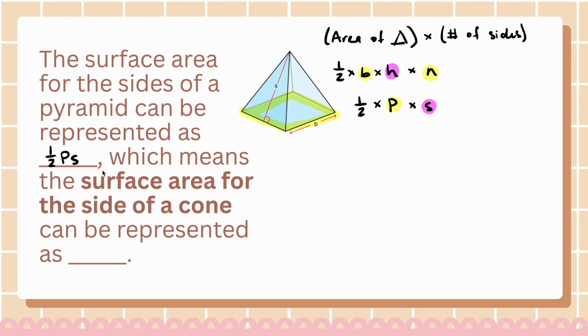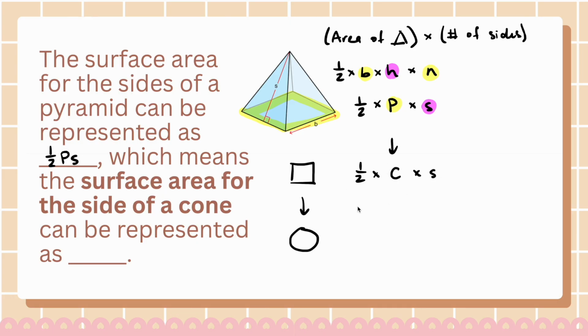But how does that relate to the surface area for the side of a cone? Well, if we think about the difference between this pyramid and a cone, this pyramid's base is in the shape of a square, whereas the base of the cone is a circular shape. So if I want to translate this, we can say 1/2 times, instead of perimeter, what's another way that we can say perimeter of a circle? Well, we call that the circumference. So perimeter and circumference mean the same thing. And then we're still going to be multiplying it by the slant height.